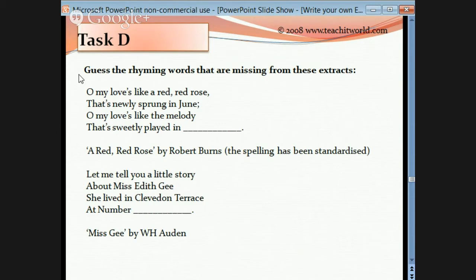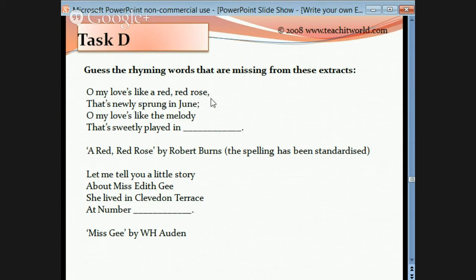So we're going to try to guess the rhyming words that are missing from these little verses. So this poem, A Red, Red Rose, by Robbie Burns. What do you think should go on the line? I want you to read all of the lines and choose a word to put on this line. Oh, my love's like a red, red rose that's newly sprung in June. Oh, my love's like the melody that's sweetly played in... No idea. Okay, so let's take a look at what's going on in this poem.